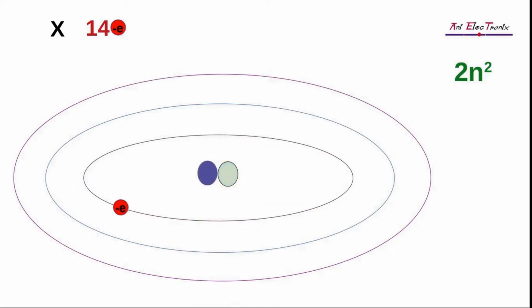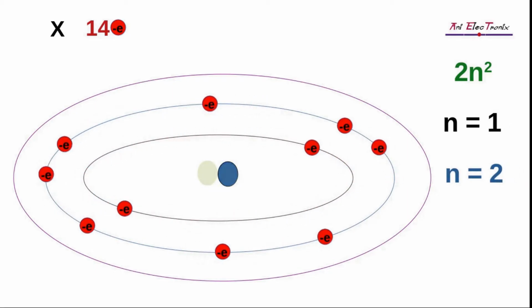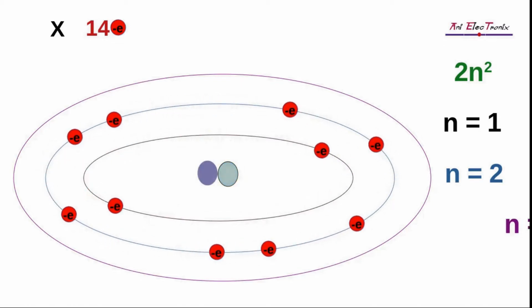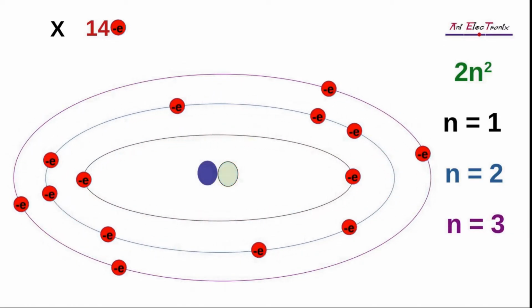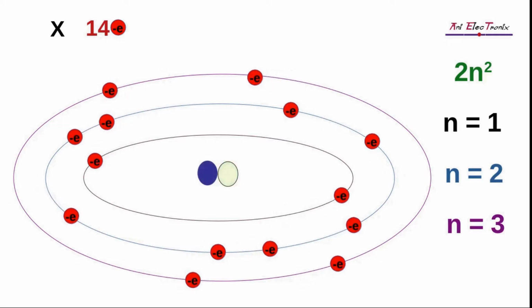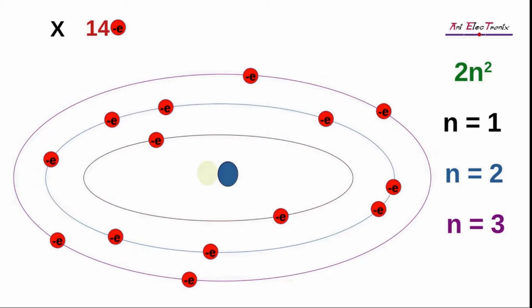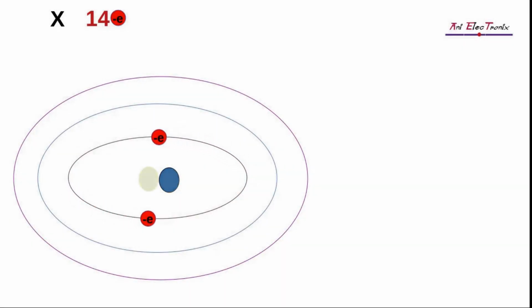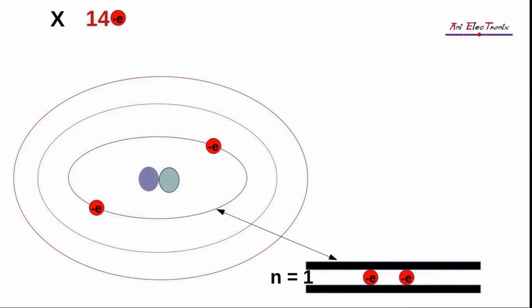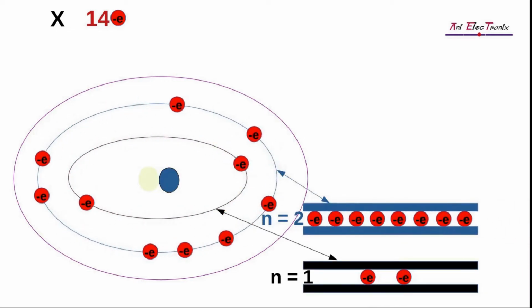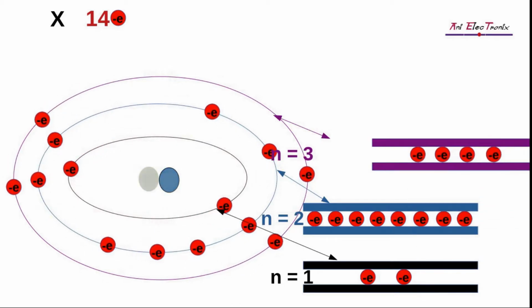So according to the formula 2n², the electron occupancy in the first orbit is 2. For the second orbit, the electron occupancy will be 8. In the third energy level, the electron occupancy should be 18. But for element X we will have 4 electrons in the third energy level. Now, let's focus our concentration on electrons only. For the same element X of 14 electrons, the energy level diagram should look like this.